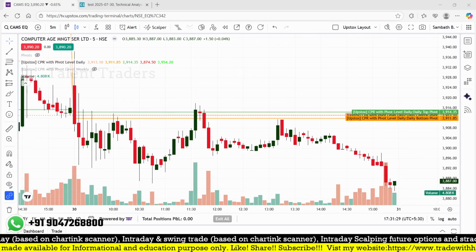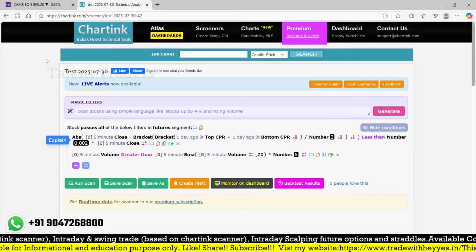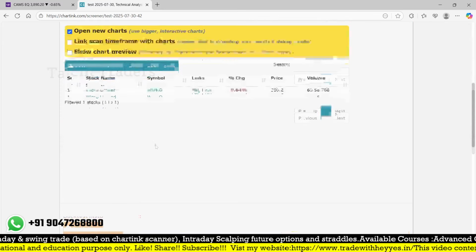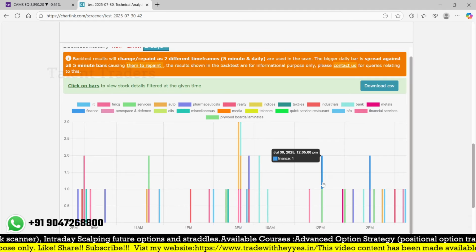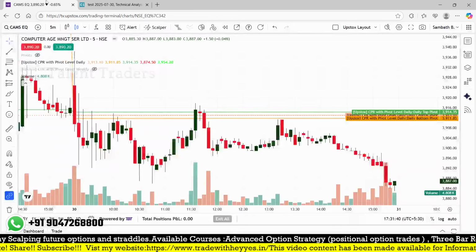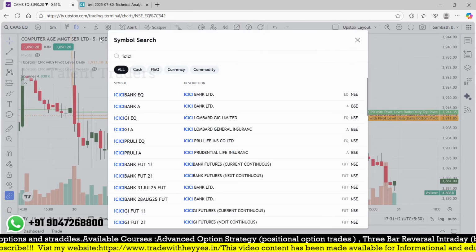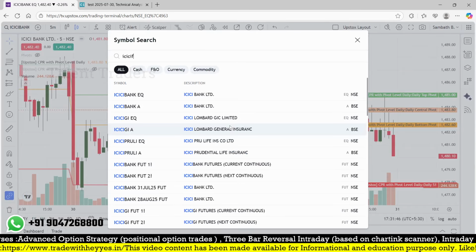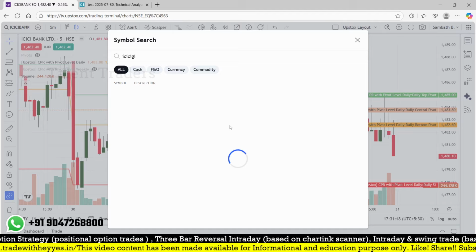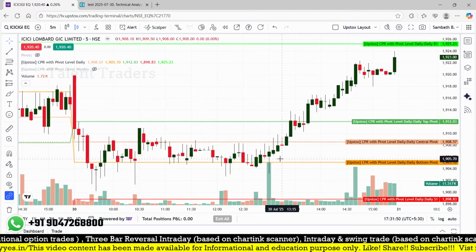Okay, that's good. So some other stocks we can track, or we can find in the same scanner in the backtest. So 5 minutes, you can also change to whatever time frame. So at 12 o'clock, ICICI and Muthoot. Let me go for ICICI, sorry, ICICI General Insurance. So this is the one.